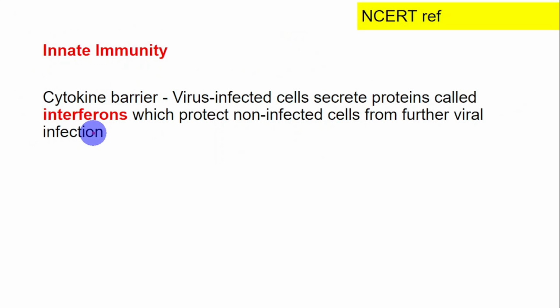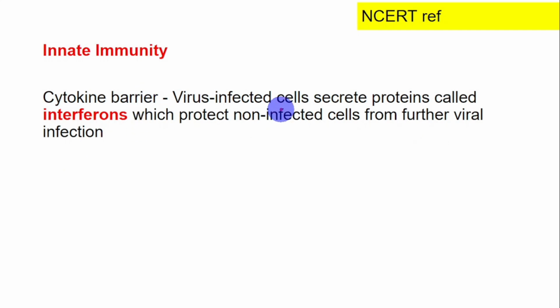So the last one is innate immunity and the option is interferon. So interferons are secreted by virus infected cells. They are a type of cytokine and this will protect the nearby non-infected cells from further viral infection. So this is a mode of communication within the cells.